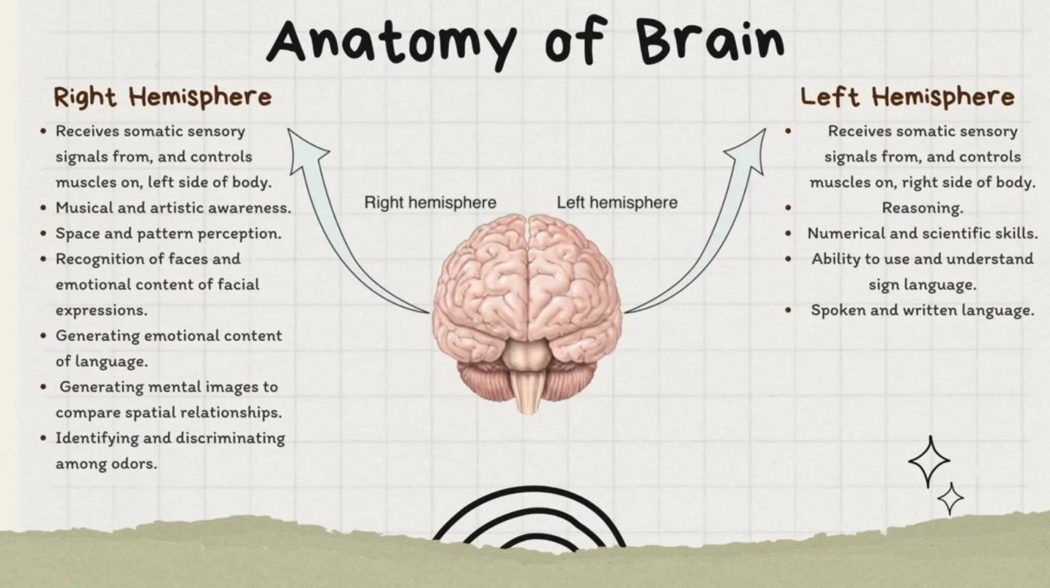The left hemisphere, on the other hand, functions in receiving signals from the right side of the body and also controls the muscles on the right side of the body. Other than that, it also functions in reasoning, numerical and scientific skill, the ability to use and understand sign language, as well as spoken and written language.